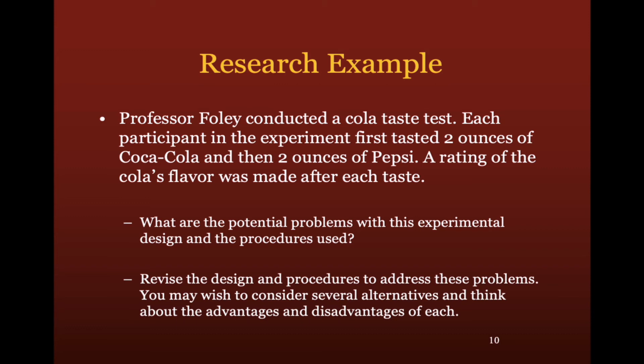So now you've randomly assigned people to different orders in which they're exposed to the different levels of the independent variable. You could also have a longer break in between when they're exposed to the different drinks. So maybe you have them drink Coke, and then an hour later you have them drink Pepsi, or a day later you have them drink Pepsi. The longer the gap, the less likely you're going to have these contrasting effects.